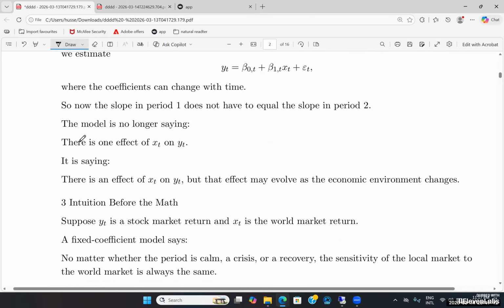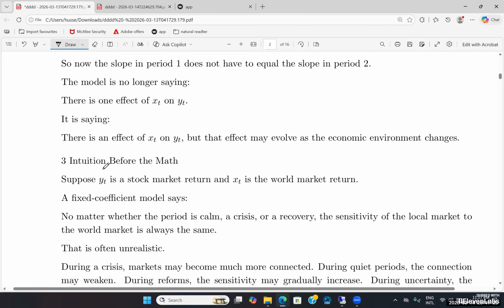So, with ordinary least squares, we typically assume there's a single constant effect of x on y. However, a time-varying regression model suggests that while an effect of x on y does exist, this relationship isn't static. Instead, it can evolve and shift dynamically as the broader economic environment changes.